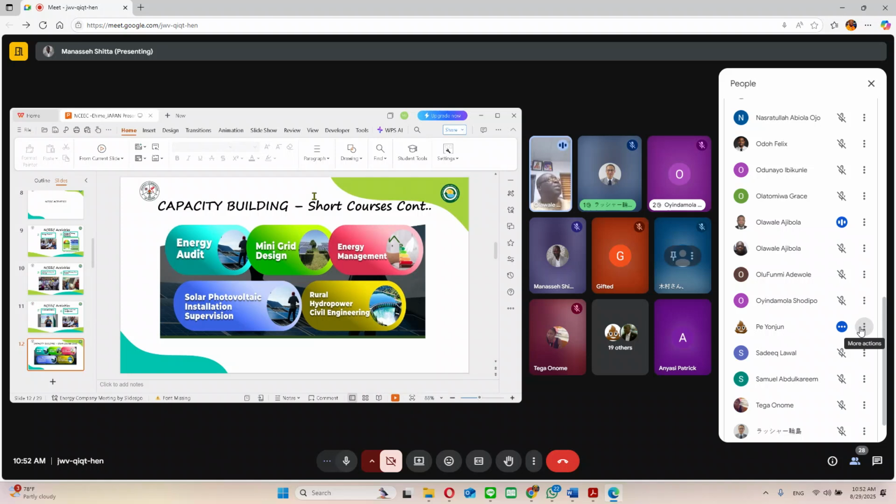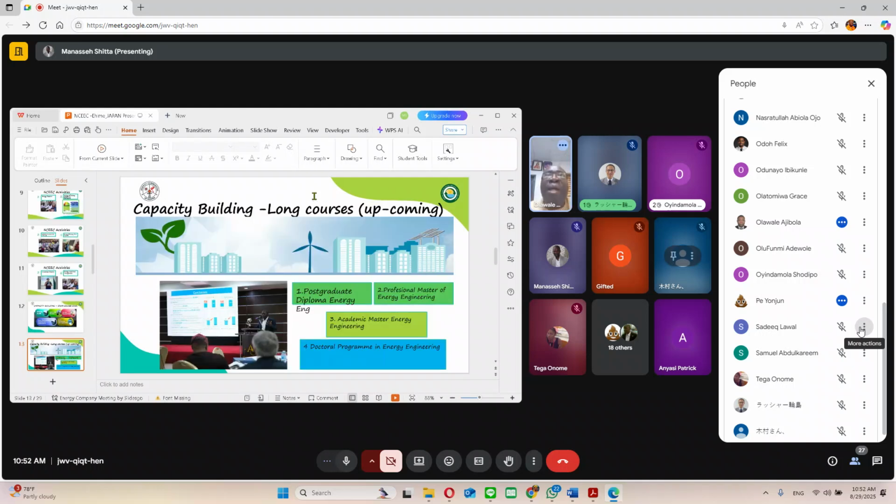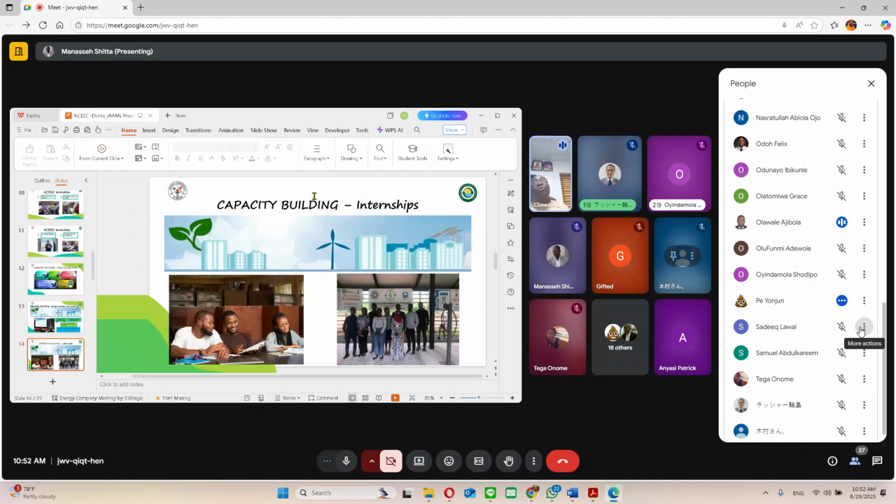Aside from others, in capacity building, we also have short courses where we enlighten and develop the strength of people on energy audit, mini grid design, energy management, solar photovoltaic installation supervision, rural hydropower, civil engineering. And then we also have an internship program for students and people who need to acquire knowledge in energy engineering.